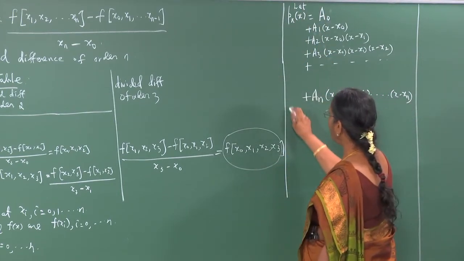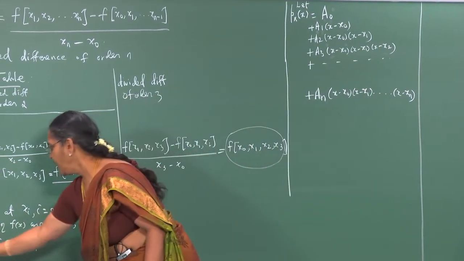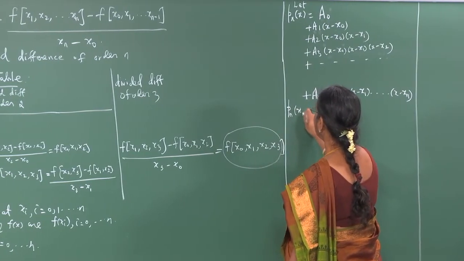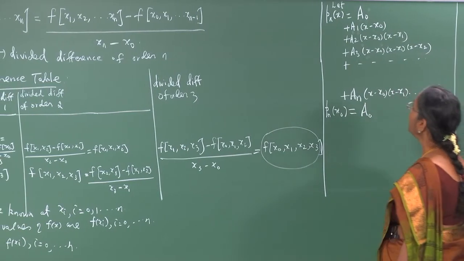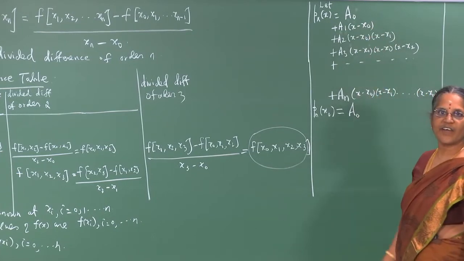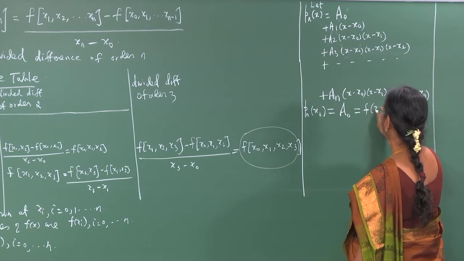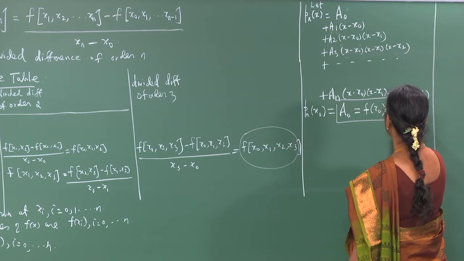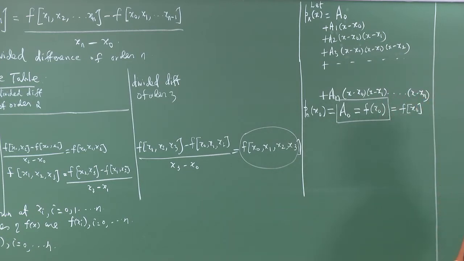What do we want? We want Pn to satisfy the condition Pn of xi is f of xi. Let us find out what this condition yields. What is Pn of x naught? It is simply a naught, because all these terms have x minus x naught as a factor in them. So, what is a naught? Pn of x naught must be f of x naught. So, a naught is obtained. But what is this? This is the 0th order divided difference f of x naught.